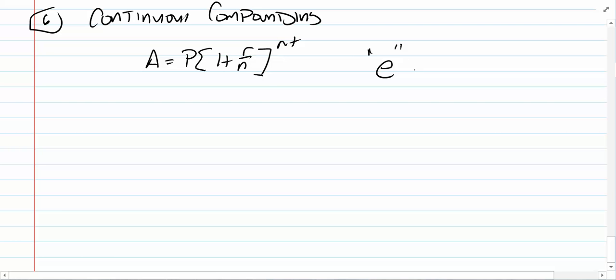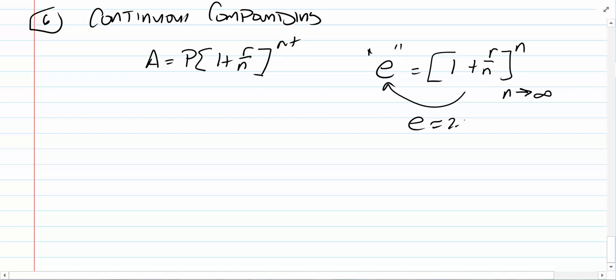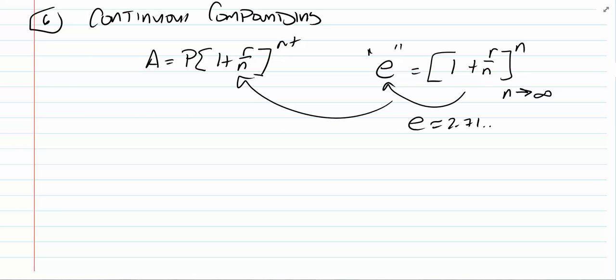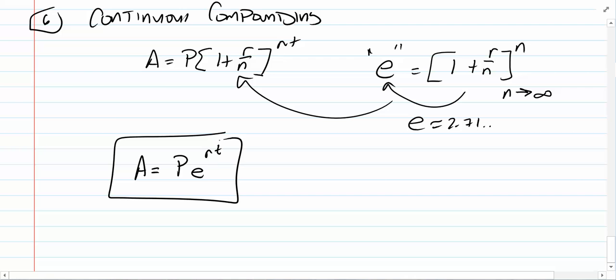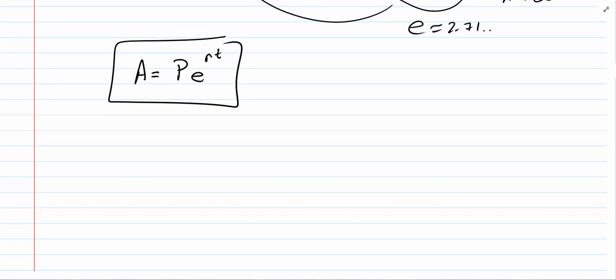Well, do you guys know how we get the number e? We get the number e by letting 1 plus r over n, to the n, as n goes to infinity. As n goes to infinity, this approaches the number e, which is 2.71. Doesn't that look a whole lot like this over here? There are definitely some similarities. In a few steps of algebra, we'll see that this whole middle chunk gives us the formula A equals P e to the rt.